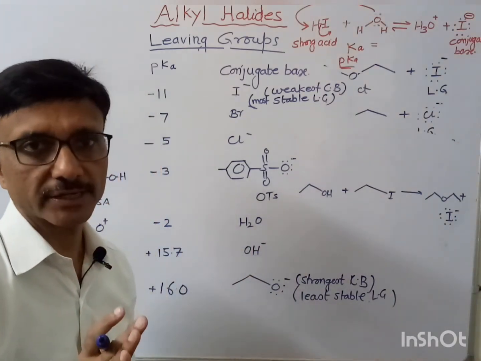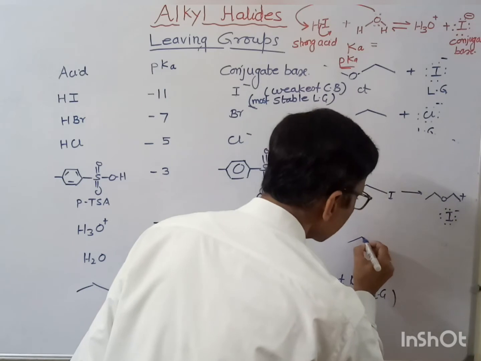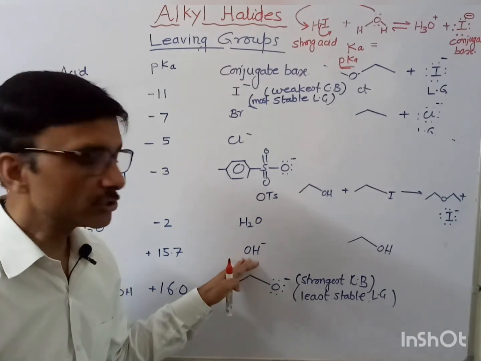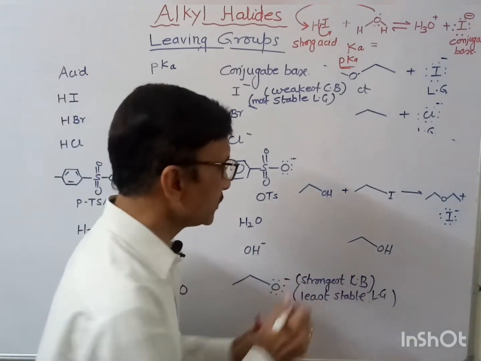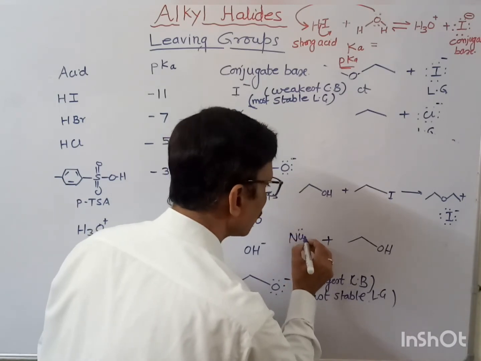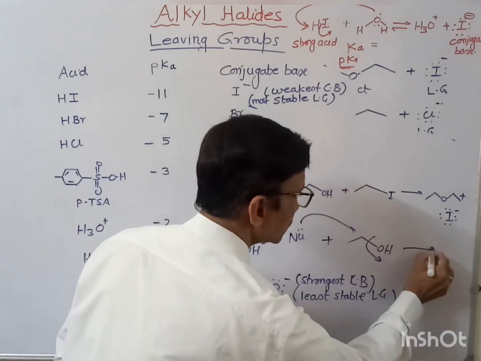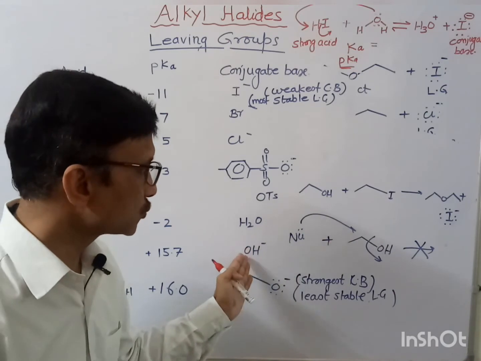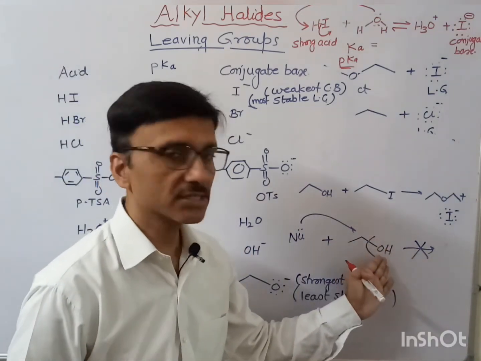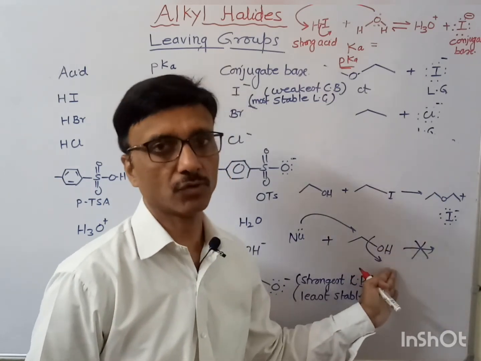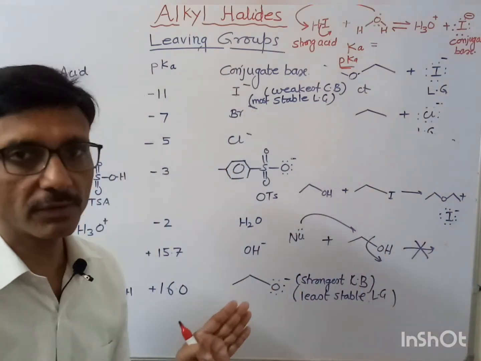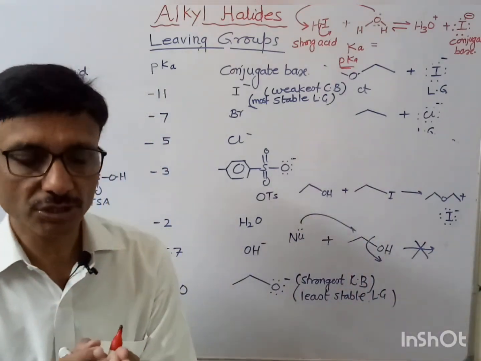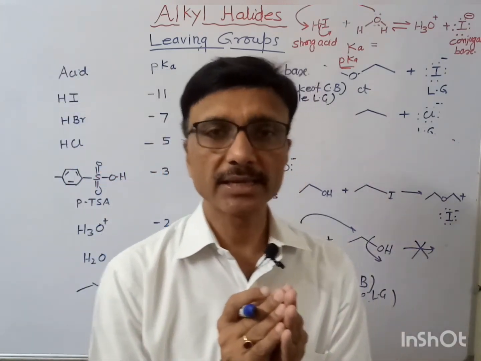That's why in nucleophilic substitution reactions, alcohols are not easily substituted by the nucleophile. Why can alcohols not be easily substituted? If I take any nucleophile, it cannot easily be substituted. This reaction will not occur, because OH minus is a very weak leaving group. That's why it will not leave. The nucleophilic substitution reaction is not easily possible in the case of alcohol.